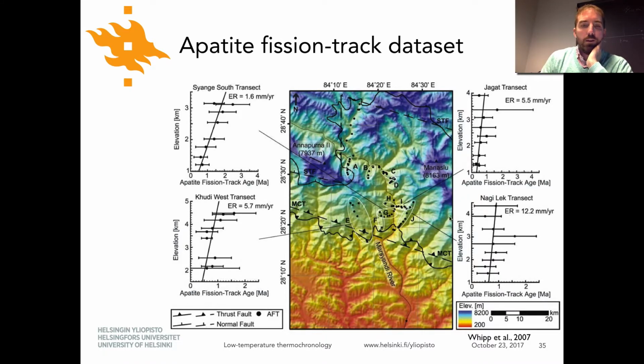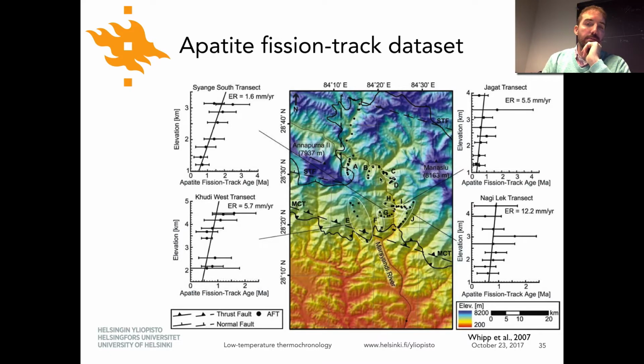Here, the different ERs are the erosion rates. You can see that this transect suggests an erosion rate of 1.6 millimeters a year. Just across the river valley over here, we've got an erosion rate of 12 millimeters a year. Again, calculated from just doing this slope of the sample relationship with elevation and age. And so there's a bit of variation in the ages there.